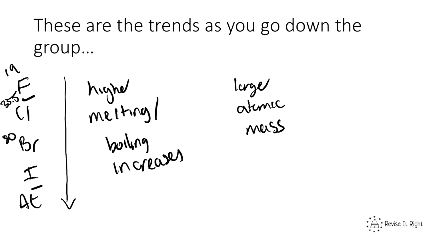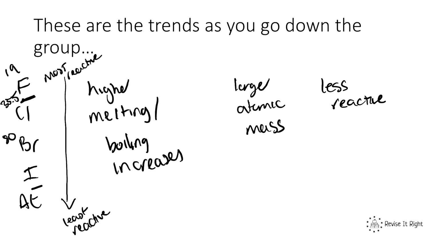And finally, we have to talk about the reactivity. These actually become less reactive as you go down the group. Now that's the opposite to Group 1. You'll remember they get more reactive as you go down. But Group 7 get less reactive as you go down, which means fluorine at the top is the most reactive, and astatine at the bottom is the least reactive.